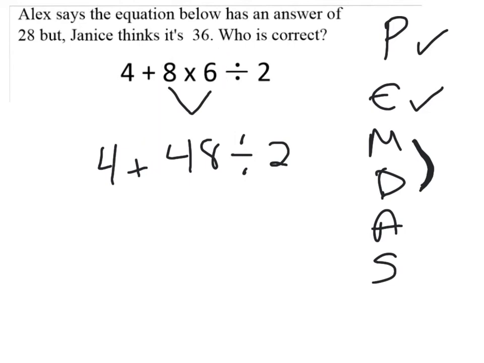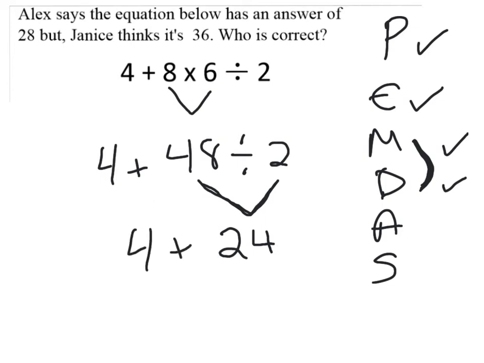Now, let's move on. I'm still at multiplication or division, and I see there's another division problem. So I'm going to take 48 and I'm going to divide it by 2. 48 divided by 2 is 24, so I'm going to write that underneath. Now I'm done with multiplication and division. I'm going to rewrite the rest of the problem. Again, I have not used this 4 plus, so I'm going to bring it down and rewrite the problem. So I have 4 plus 24.